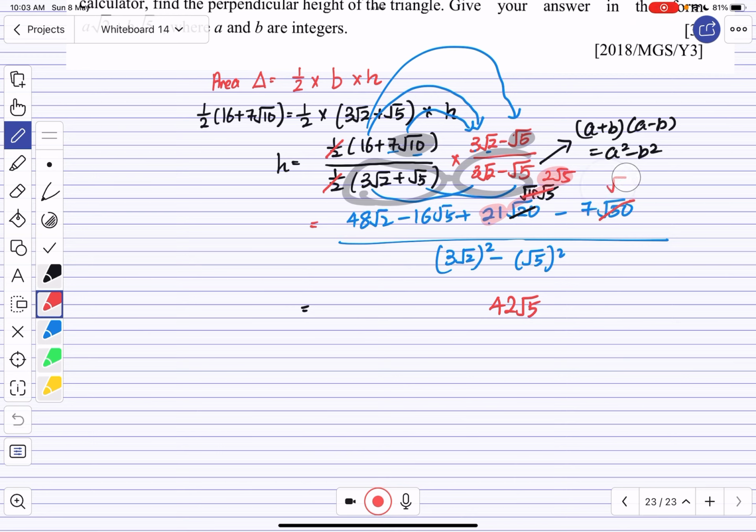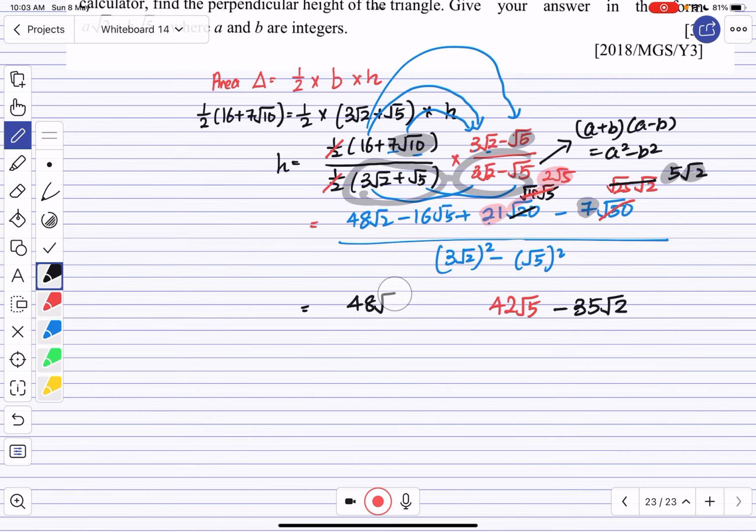Square root 50 can be the same as square root 25 square root 2, simply because I see a common perfect square that I want to take out. Square root 25 can be the same as 5 square root 2. Combining 7 and 5 square root 2, that gives me 35 square root 2.